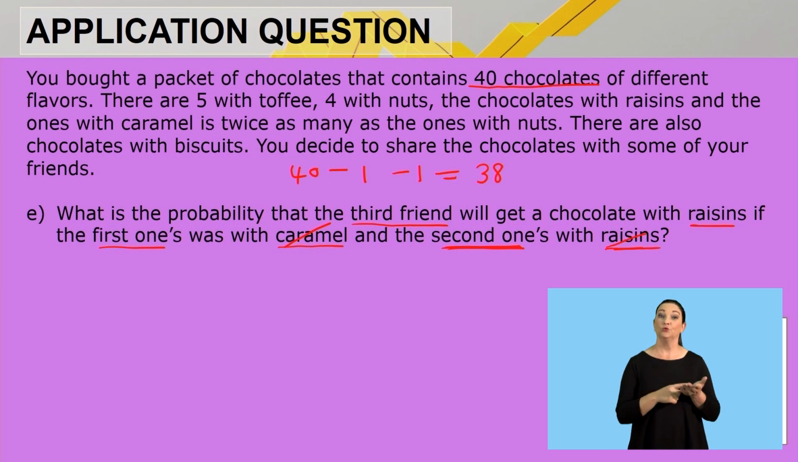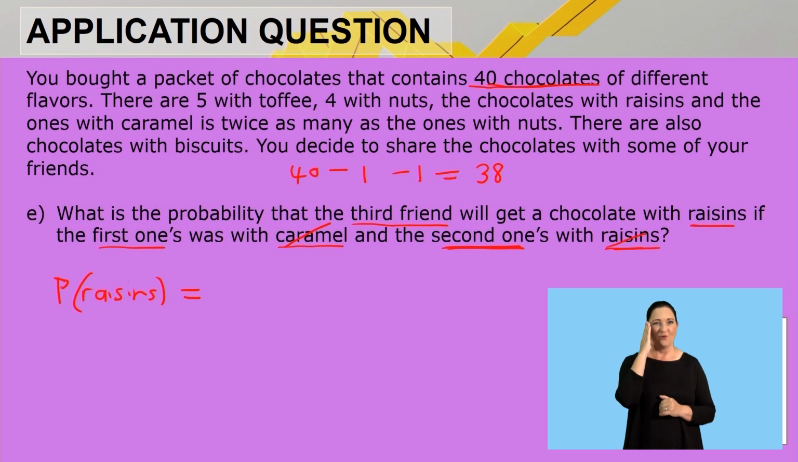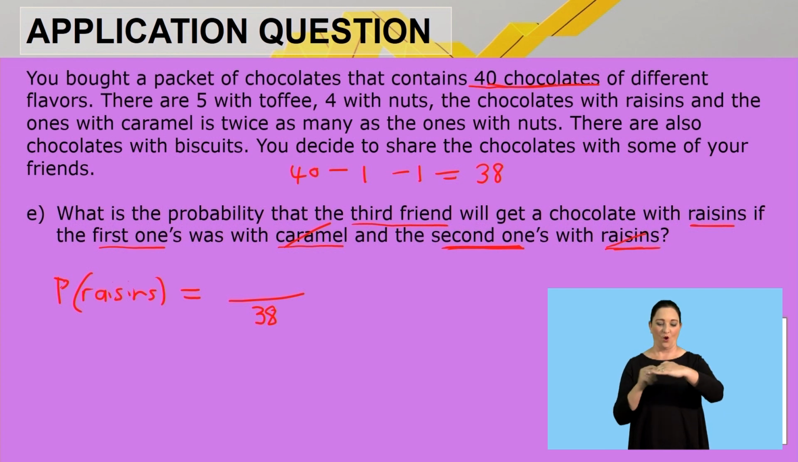Why am I doing this? Simply to show to you now, your total possible outcomes have changed. It's no longer 40, it's 38 now. Okay, so therefore I'm going to write this now to answer this question. And let me just quickly rephrase again. It says, what is the probability that the third friend will get a chocolate with raisins? So therefore I'm going to say probability of the third friend getting a chocolate with raisins. Are we clear on this? So therefore, I will look and say, okay, I no longer have 40 chocolates. I only have 38. So that becomes our total number of possible outcomes.